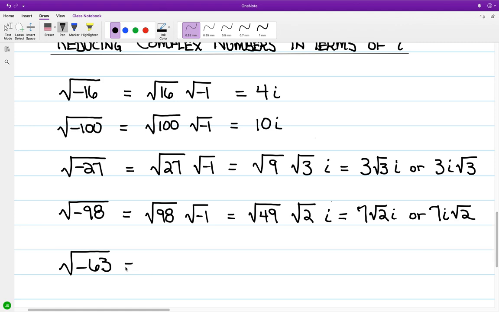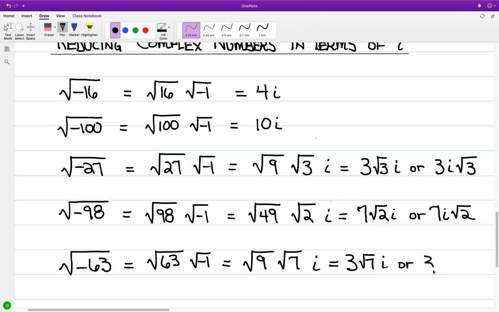Now, for the square root of -63, we have the square root of 63 times the square root of -1. Like 27 and 98, 63 can be reduced. With 63, the highest perfect square that is divisible into 63 is 9. And so we have 3 times the square root of 7 times i, or 3i times the square root of 7.